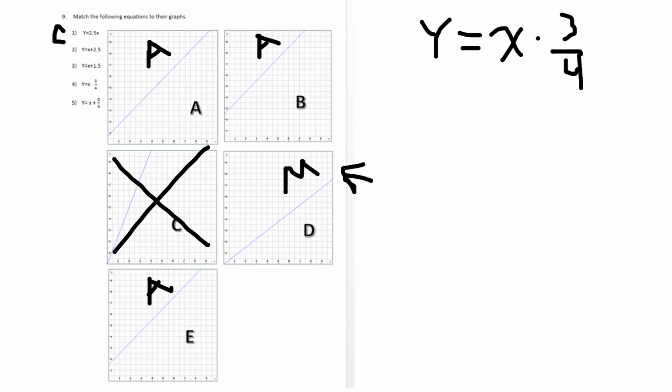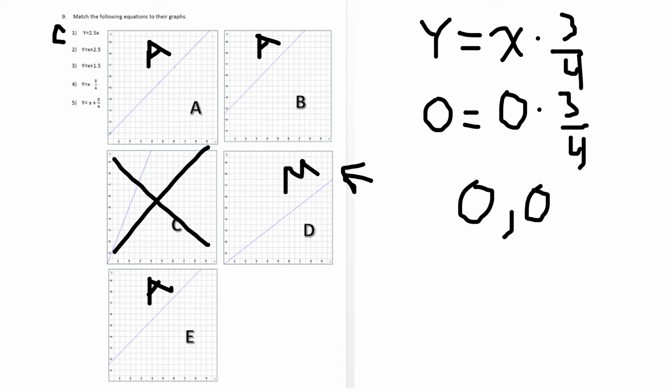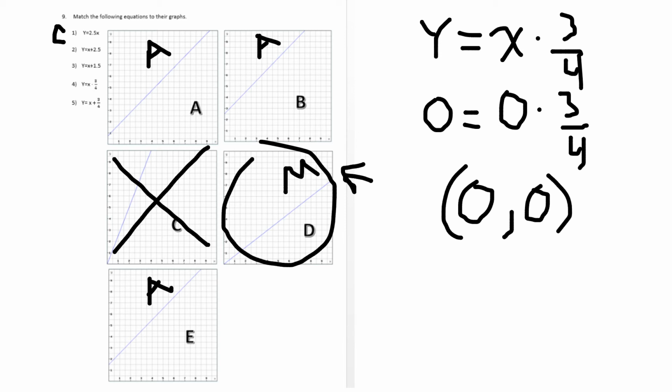Well, x times 3/4, when x is equal to 0, y, once again, is going to be equal to 0. If x is 0 and it's multiplied times anything, you're going to get a y value of 0 as well, which is going to give us a point that goes through the origin. So the only other graph that fits is D. So that tells me number 4 is D. So we've already finished 2. That's really good news for us. I'm going to take a moment and just rewrite that a little bit better.